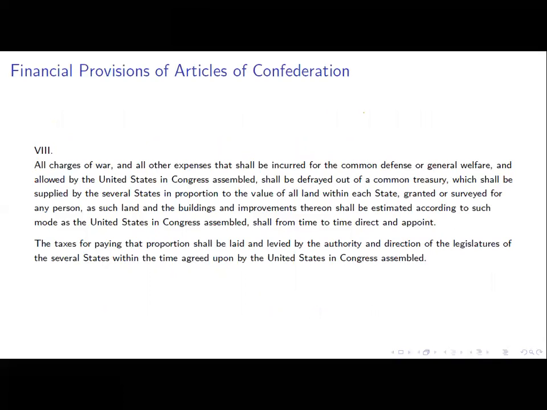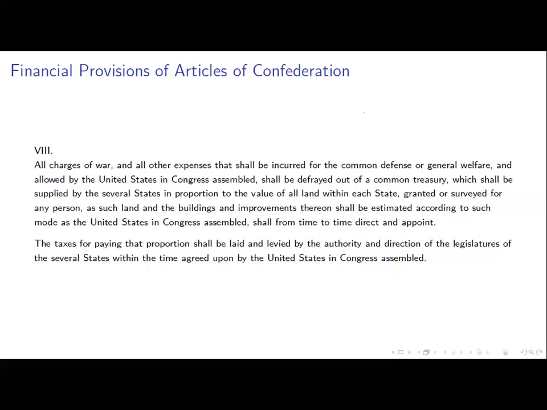Dewey, in Dewey's book, walks through some of the key articles that have to do with the fiscal arrangements of the Articles of Confederation. It's worth reading through some of these.